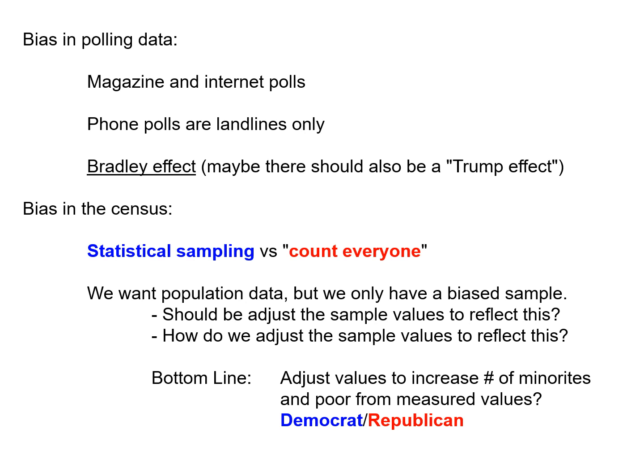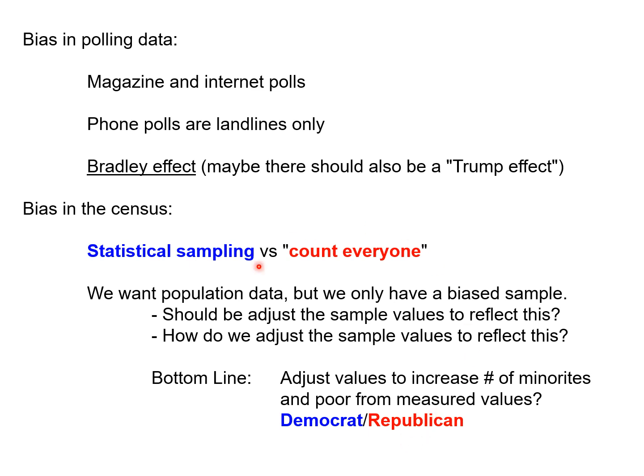So the bottom line is, how do we adjust the values to increase the number of minorities and poor from the ones we measured, because those are the groups that tend to be undercounted. And if you're a Democrat, you're probably going to be more aggressive about that adjustment. If you're a Republican, you're going to think that opens the door to too much manipulation.